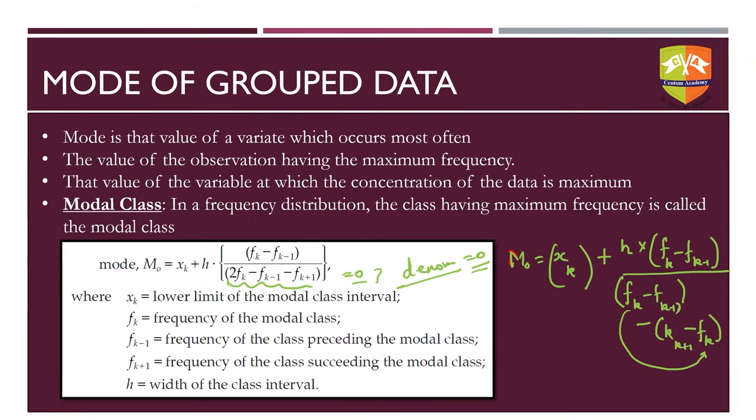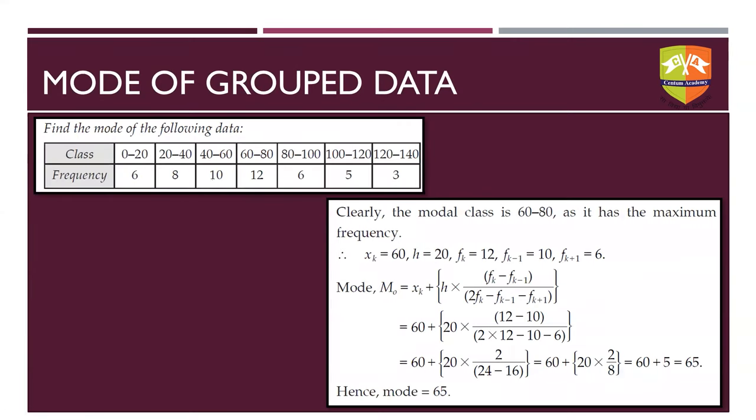Another question. Let's take this example. What if this was also 12? Then which is the modal class? This will not be asked in the exam, but just asking. If both are 12, possible or not possible? Which one will you take as the modal class?